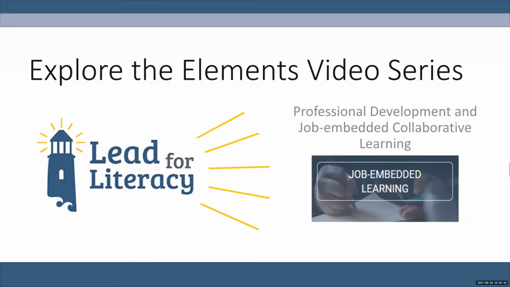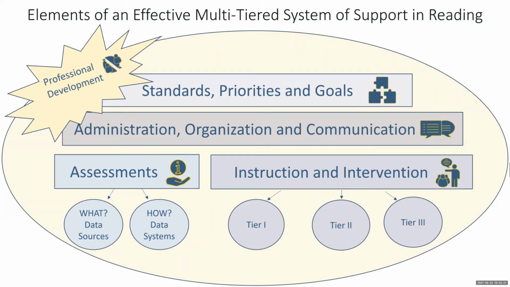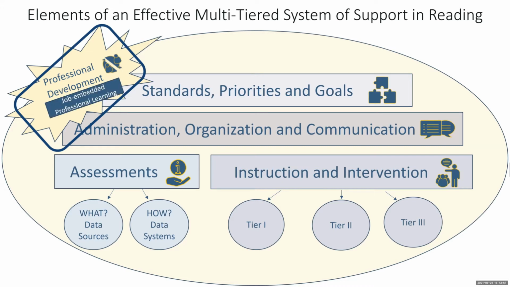In this video session, we will discuss important characteristics for providing job-embedded learning as professional development. Let's take a look at important characteristics to include when providing professional development and job-embedded collaborative learning. This diagram illustrates how the 5 elements of the Lead for Literacy framework work together to establish an effective multi-tiered system of support in reading. Professional development is one element within a multi-tiered system of support in reading. In this video, we will focus specifically on the characteristics of job-embedded learning as one aspect of professional development for reading.